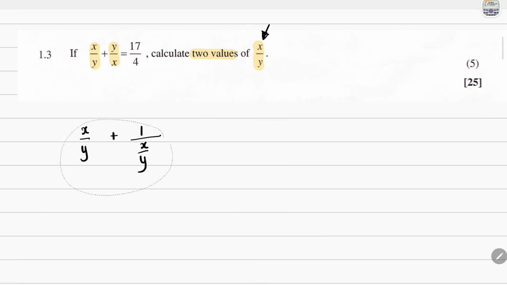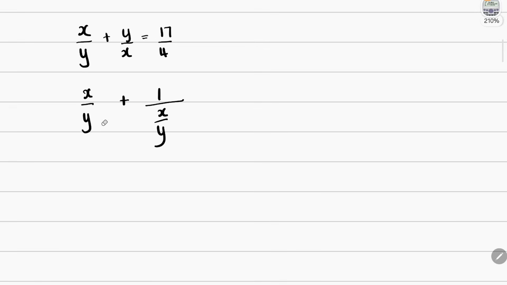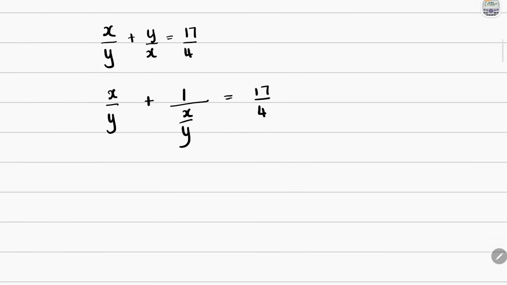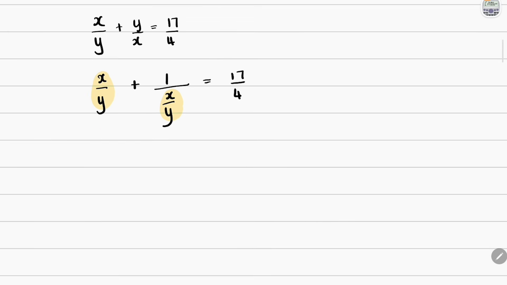Let me actually just rewrite the first expression first, and then this is what it's going to simplify to. Okay, so it's now x over y plus 1 over x over y is equal to 17 over 4. Okay, so you have a value and then 1 over that same value in the denominator. This is an expression that can become quadratic. It just looks funny right now, but look at what we can do so that we can easily see that.